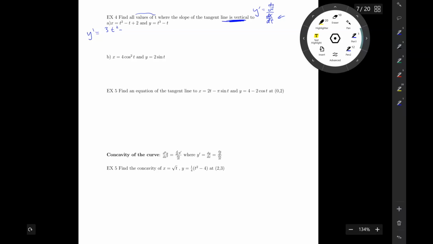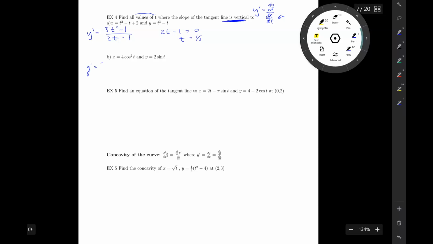So 3t squared minus 1 from the derivative of the y, 2t minus 1, derivative of the denominator. So there's no canceling that will go on. So when the denominator is 0 is when the slope will be vertical. So t will be 1/2. All right, so let's look at this one.